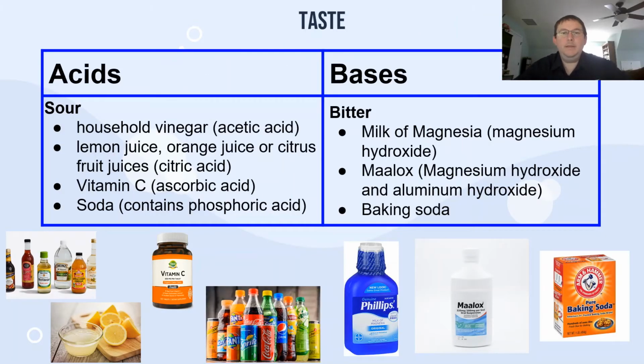All right, let's talk about these other properties of acids and bases. One, taste. Acids taste sour. Some common acids that you may have lying around the house: household vinegar, lemon juice, orange juice, citrus fruit acids, vitamin C, soda. So household vinegar or acetic acid, there's a few different kinds. You can see down here, we've got cider vinegar, white vinegar. These are the only ones I have. I'm really not sure what these others are.